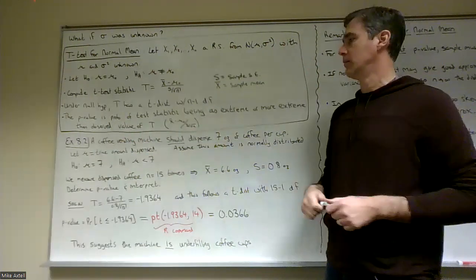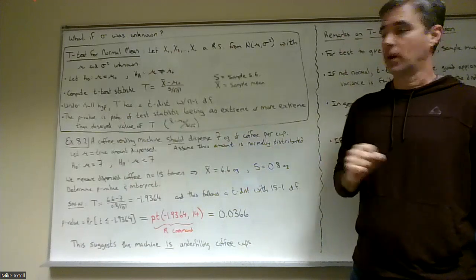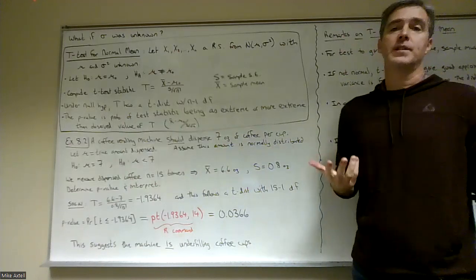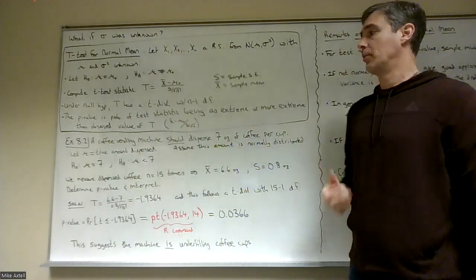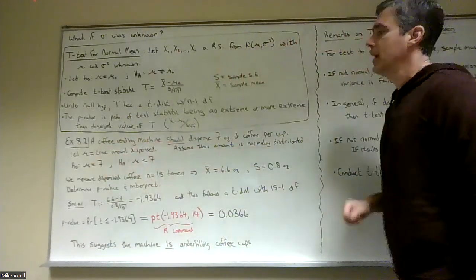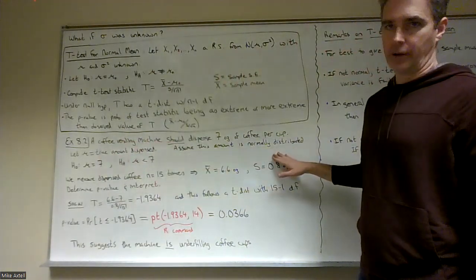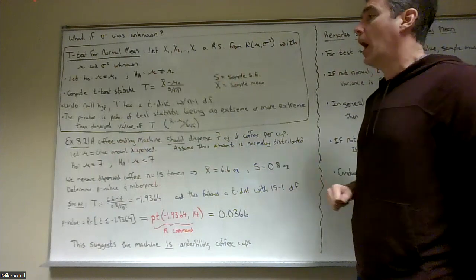So we got a coffee vending machine. It should pour out a 7-ounce cup of coffee for you, okay? And we want to test whether this is actually working properly. So let's let mu be the true amount dispensed. And we'll assume that the amount dispensed is normally distributed, but I have no clue what the variance is or the mean, okay?